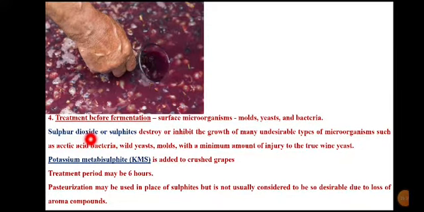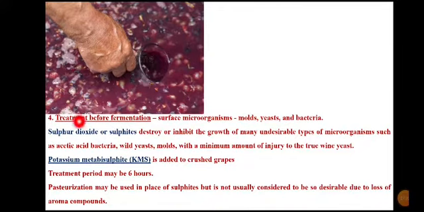So the alternative method is sterilization by gases, which is the most preferable method. For this, sulfur dioxide or sulfides are used for destruction or to inhibit the growth of bacteria. So these undesirable microbes are destroyed, such as acetic acid bacteria, wild yeast, molds, and different types of bacteria, with minimum amount of injury to the true wine yeast.